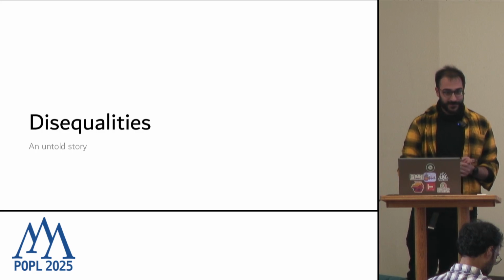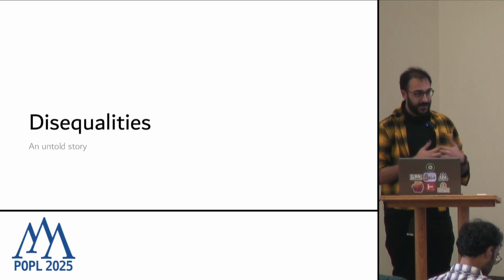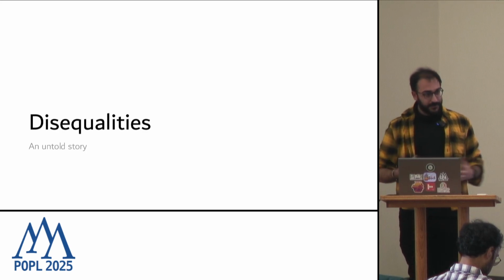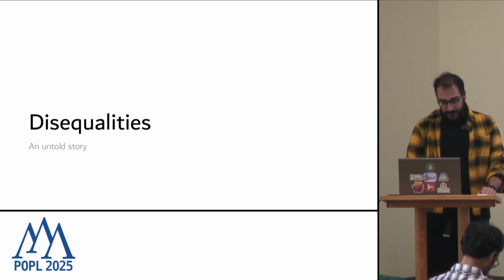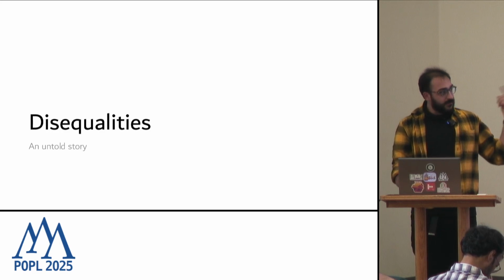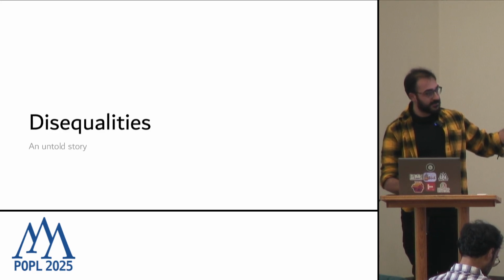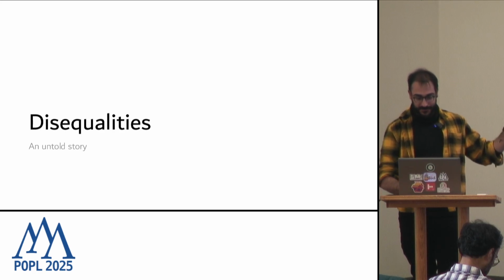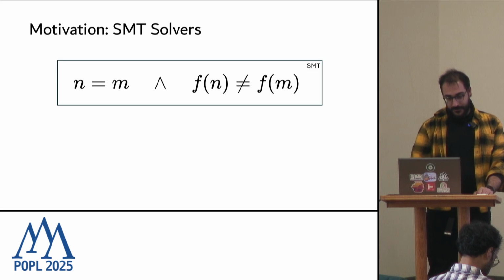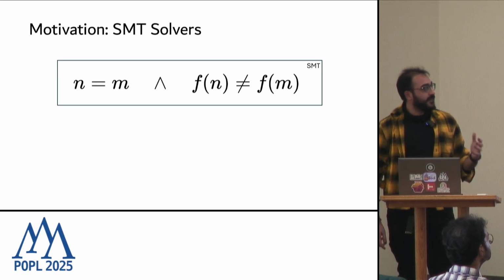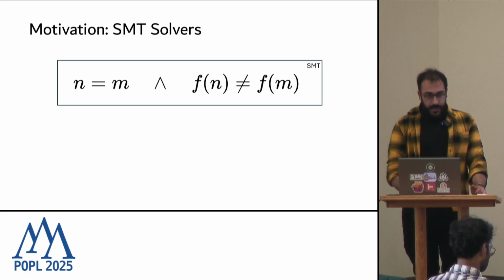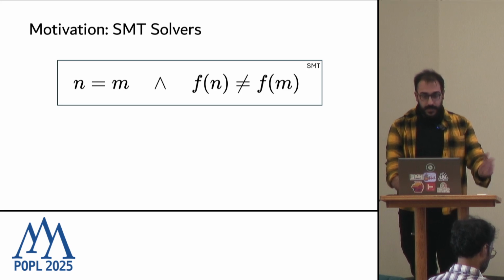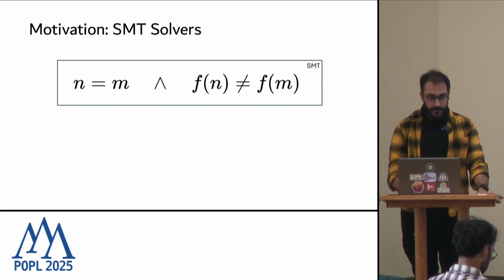Now I want to tell you a bit about disequalities. I think they don't get the appreciation they should get, and they are not covered often. I don't have a slide for this, but the first presentation in this session had a lot of disequalities in it as a motivation, but actual motivations also include SMT solvers. So here I have this formula, n is equal to m, and ffn is not equal to ffm. And I want to give it to an SMT solver to find assignments for n, m, and f if they exist. So how does this happen?